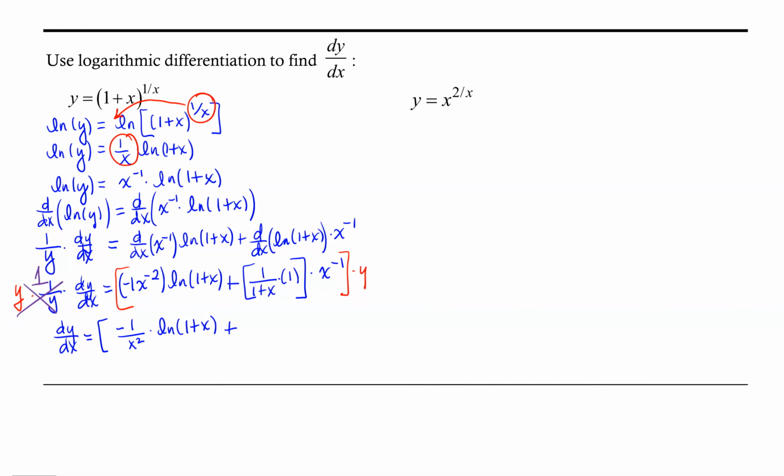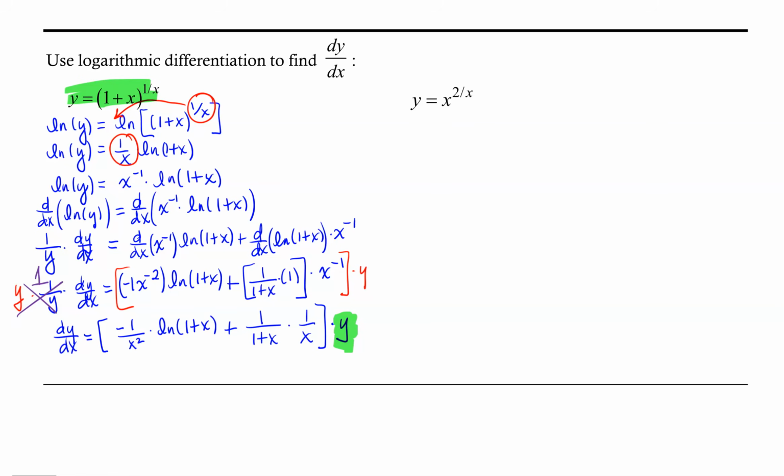plus, and then we have an x to the negative 1 power in our second term. So we're going to write this as 1 over 1 plus x times 1 over x. And then we're multiplying that by y. Now, at this point, we want to replace y with its original definition.